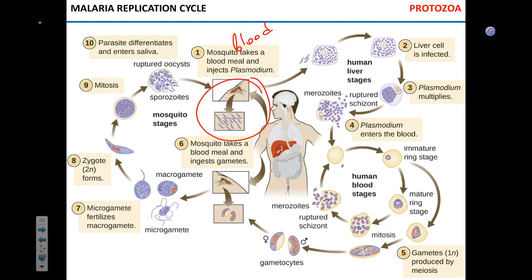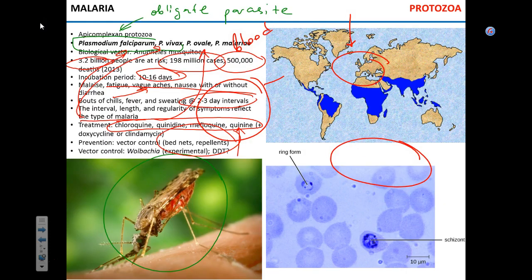So, it enters the blood. And from the blood, it gets into the liver. This is why one of the characteristic symptoms of human malaria infection is hepatomegaly, an enlarged liver. Does that make sense? Now, Plasmodium replicates in the liver and then infects red blood cells. You can see the infected red blood cells.